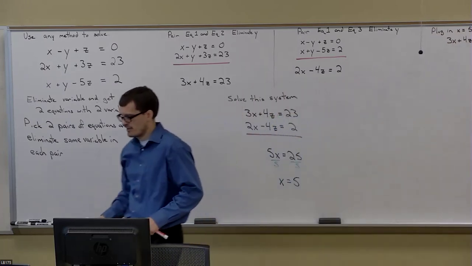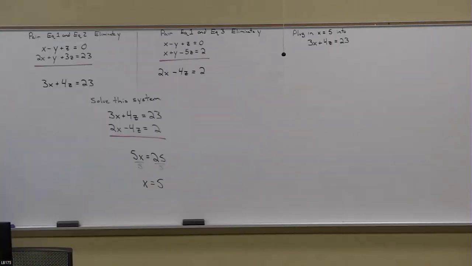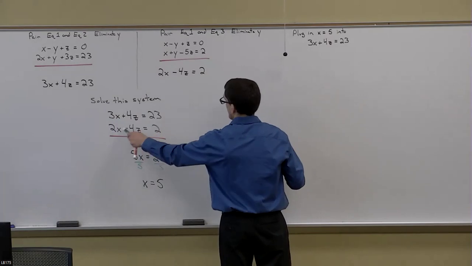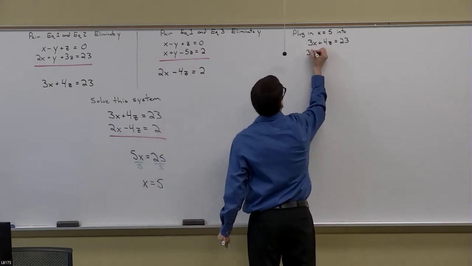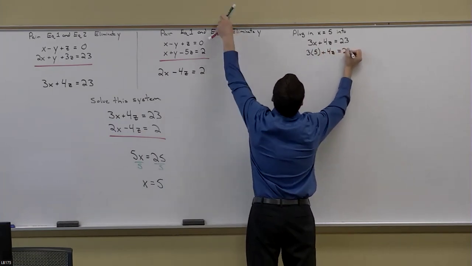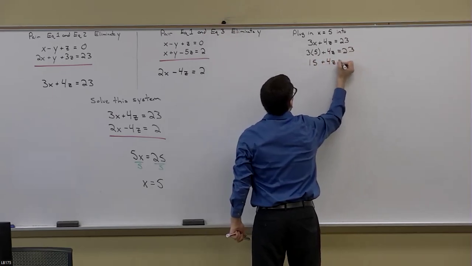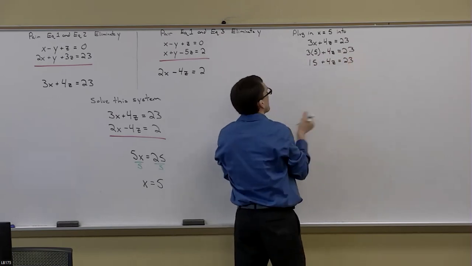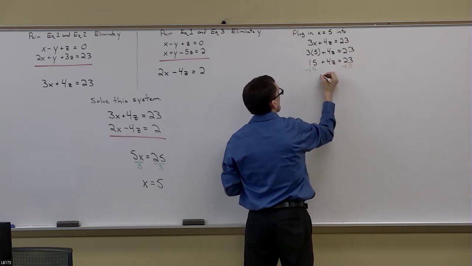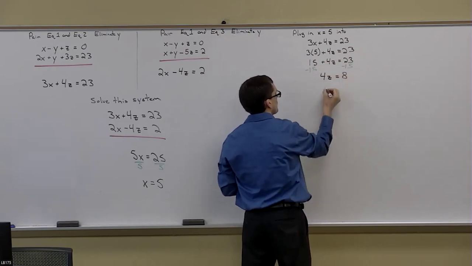So I'm plugging that in. X equals 5 into this one. You could also plug it into this one, doesn't matter. Subtract 15 from both sides. We get 4z is equal to 8. So z is 2.